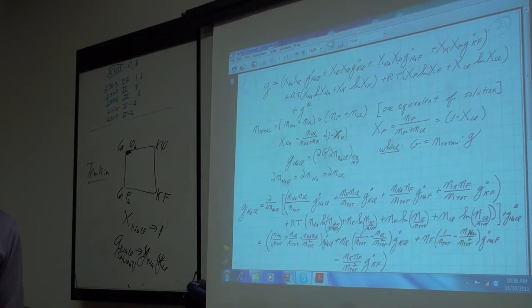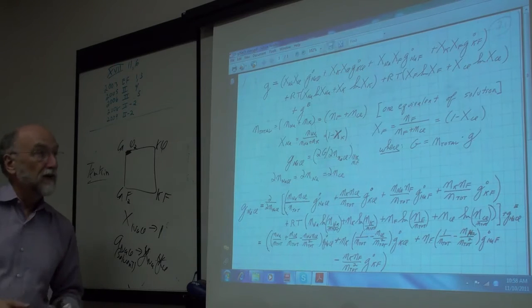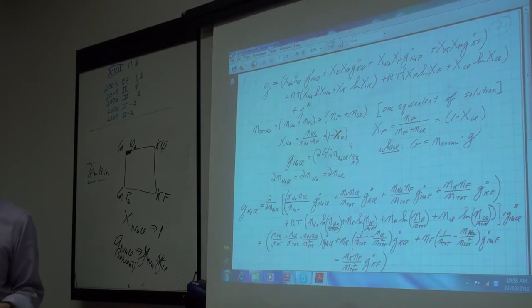This is Raoult's law for a sublattice model. For Raoult's law for a single lattice system, XA, XB, as the mole fraction of A approaches 1, the activity of A approaches the mole fraction of A. That's for a single sublattice.